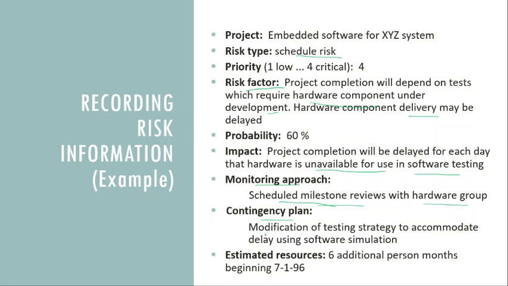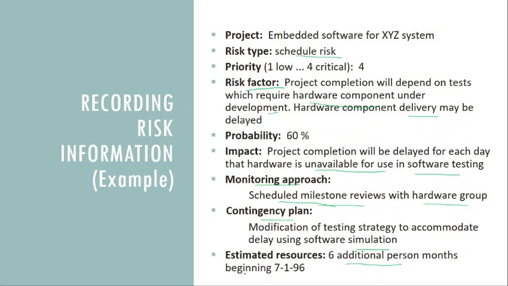And in this example, our contingency plan is recorded as a modification of testing strategy to accommodate delay using the software simulation. This is our contingency. Okay, it's just like a backup plan. Then estimated resources, 6 additional persons may be required.